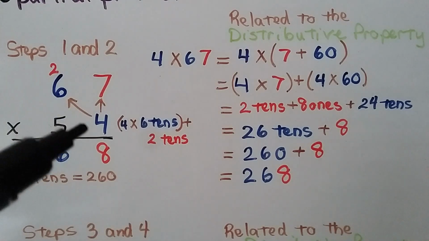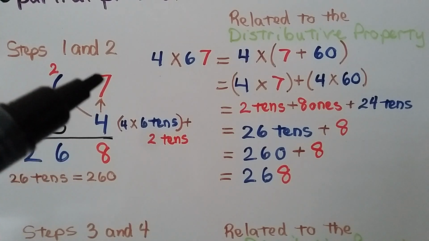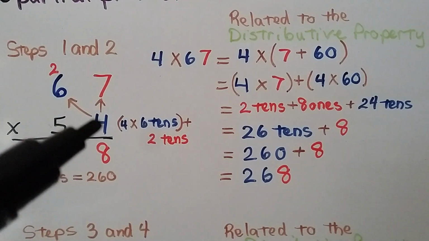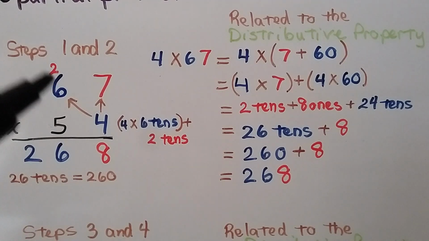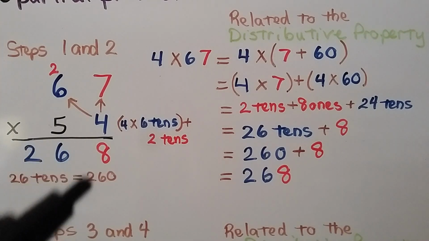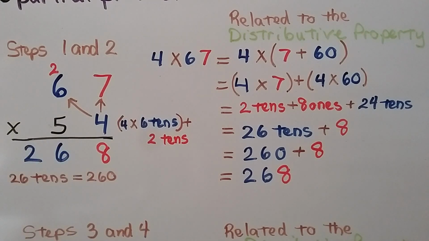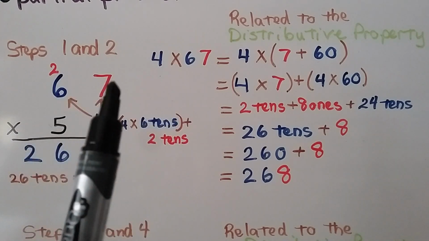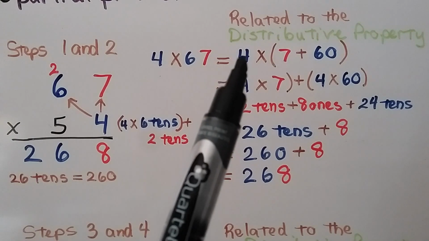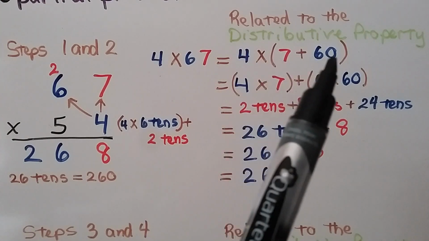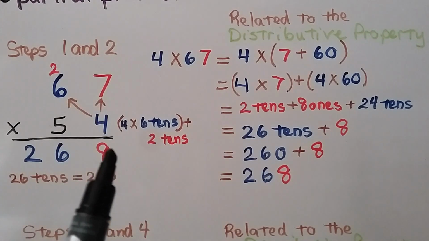For steps 1 and 2, we start with 4 times 7, which is 28. We regroup the 2 and put the 8 down. Then we do 4 times 6 tens plus 2 more tens. So we have 26 tens. That's 260. And then the 8 in the ones place, we have 268. So what's happening with the distributive property is we're doing 4 times 67. So that's like 4 times 60 plus 7, or I'm writing it as 7 plus 60 so you can follow what I did over here.